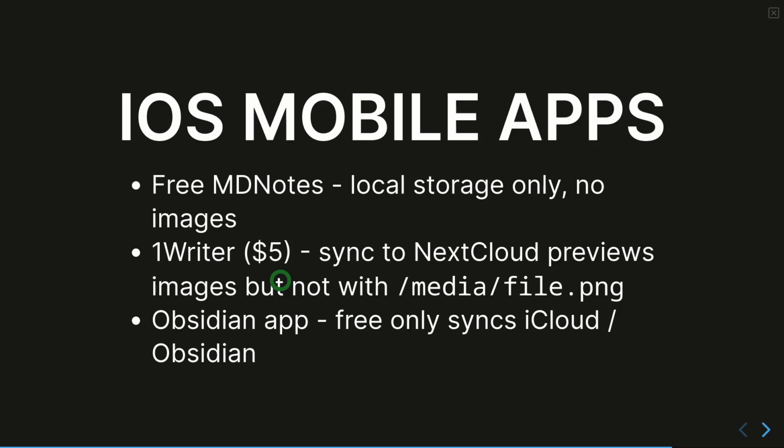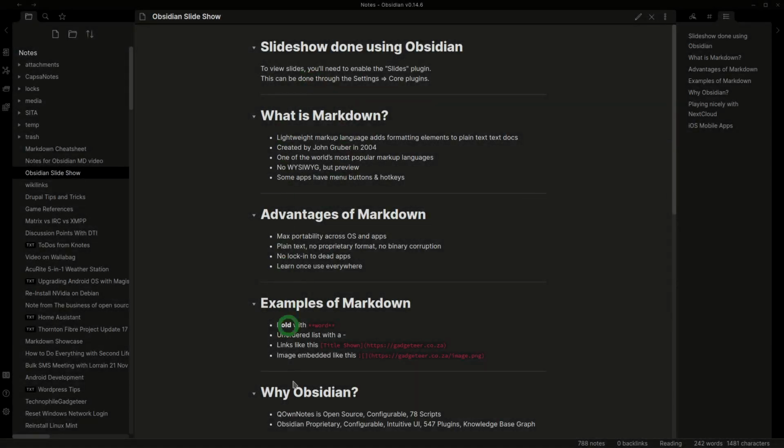Okay, so that was OneWriter as well. And I've already talked about the Obsidian app, so I'm not going to demo that because it's not really working for me at all on iOS, unfortunately. So I think let's go and actually have a look at Obsidian itself now. This is actually what the slideshow looks like, by the way. It's a plain Markdown file.